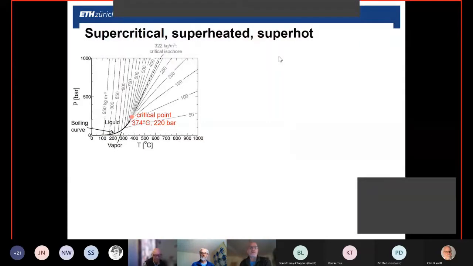Okay, let's start with some very basic things. We're talking about supercritical, and then we hear about superheated and superhot, and there's always confusion about what is meant. This is actually intrinsic to the problem. You can't do anything about it.